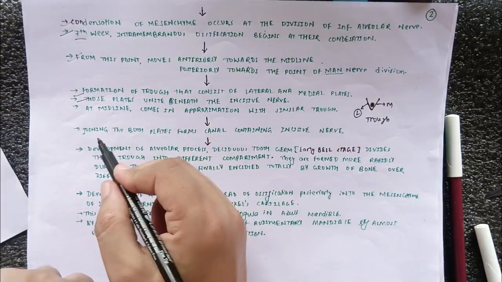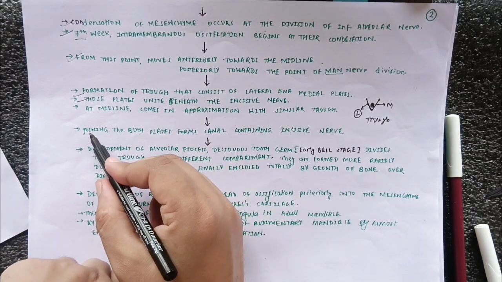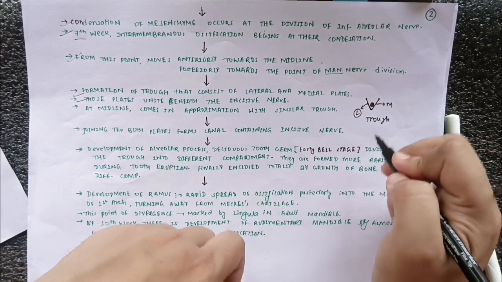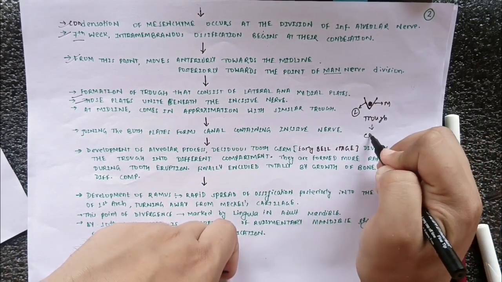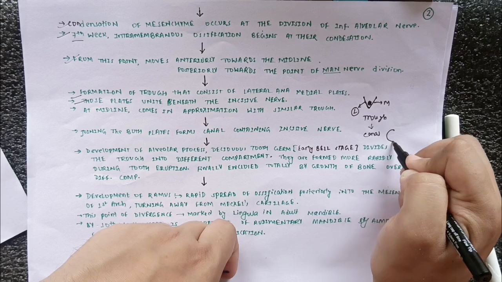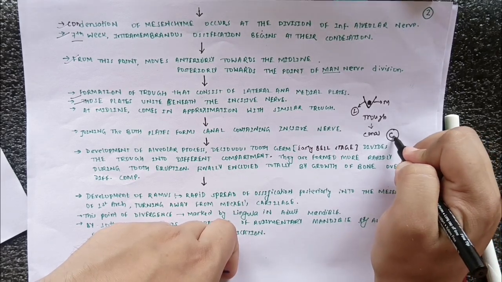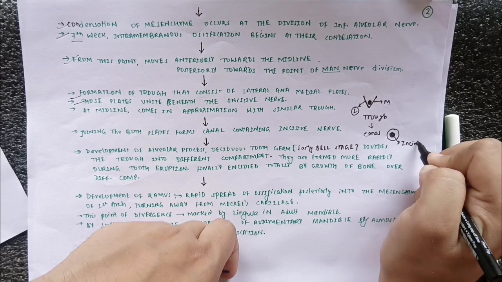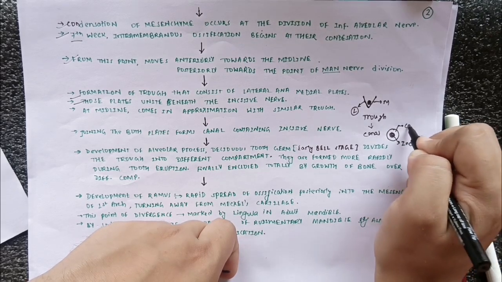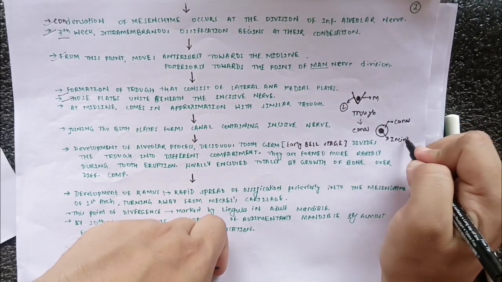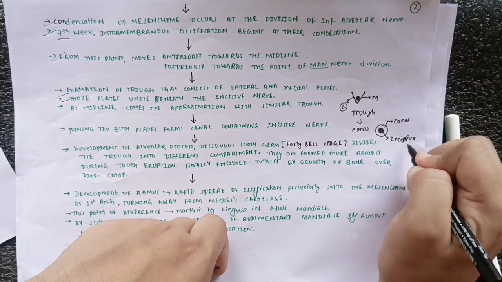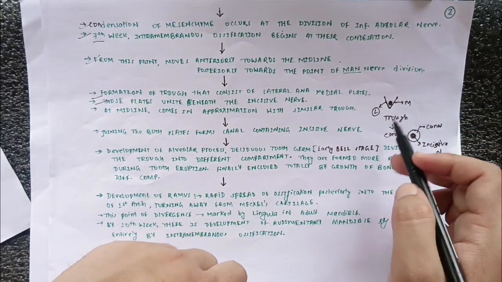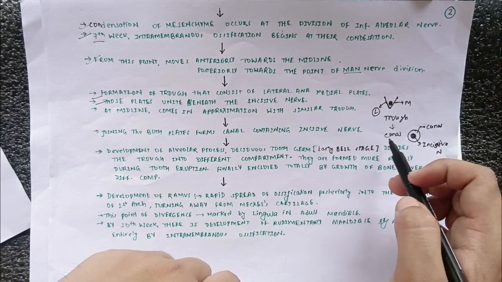After that, as another point, as I have written here, joining both the plates forms the canal containing the incisive nerve. So this trough is converted into the canal. Now it becomes the canal that contains the incisive nerve. So this is the incisive nerve and this is the canal. The trough is getting changed to the canal.